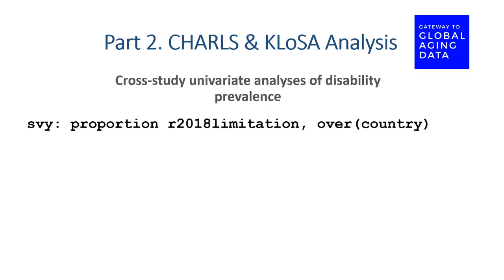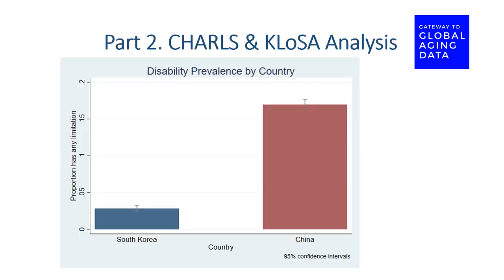We could then do a cross-study univariate analysis of disability prevalence. So we're just going to look over country, and for the sake of time, we can just look at the graph of that. One of the things that we see is a really striking difference here between South Korea and China. And this is overall.